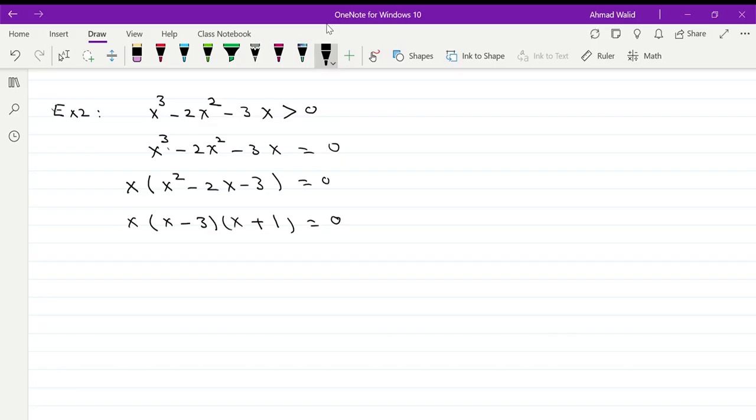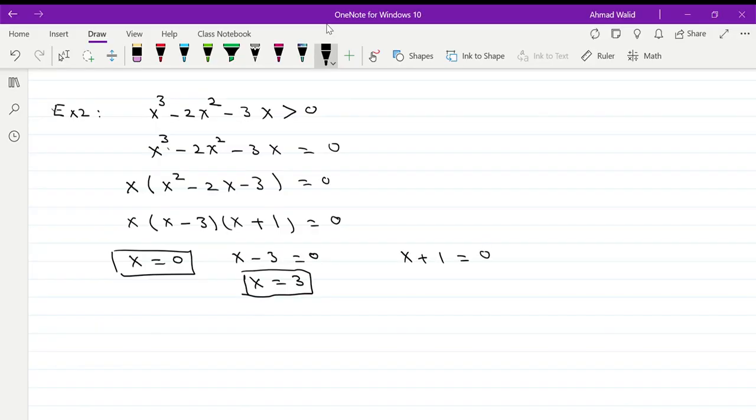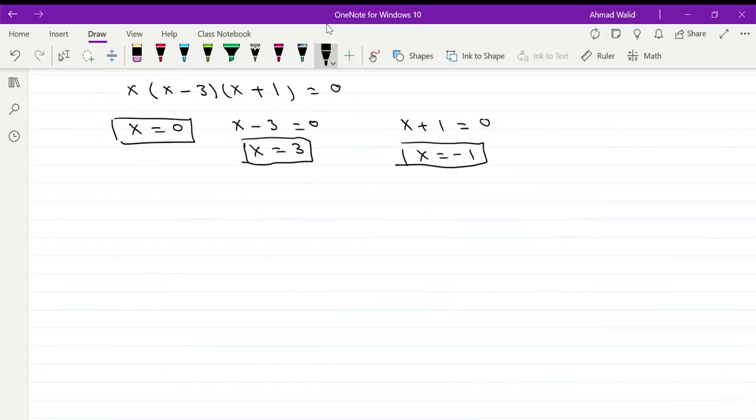Now set each of these parentheses equal to 0, including x. X equals 0, one of the critical numbers, no, I'm sorry, not critical numbers, key numbers. X minus 3 equals 0, it means x equals 3. The second key number, x plus 1 equals 0, it means x equals negative 1, the third key number. Correct? Now, draw your sign chart or sign table.